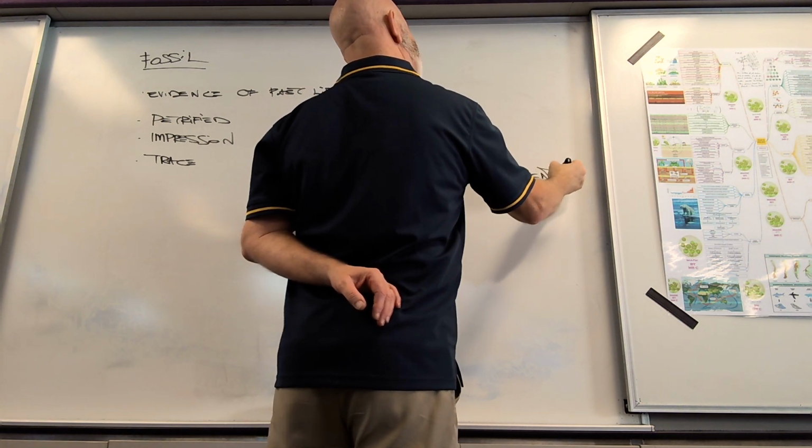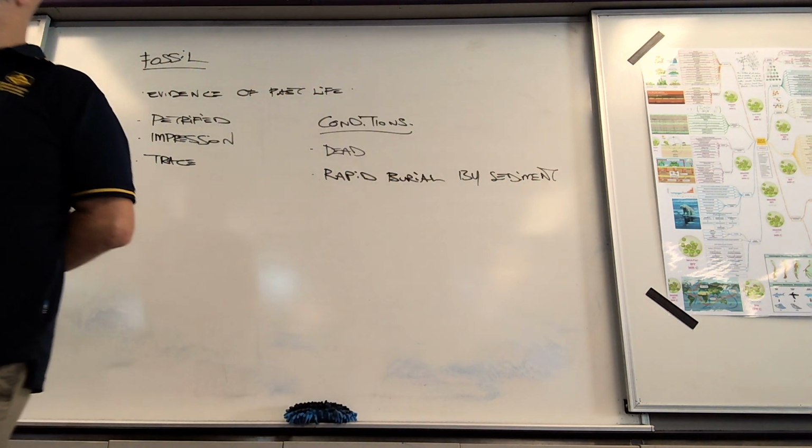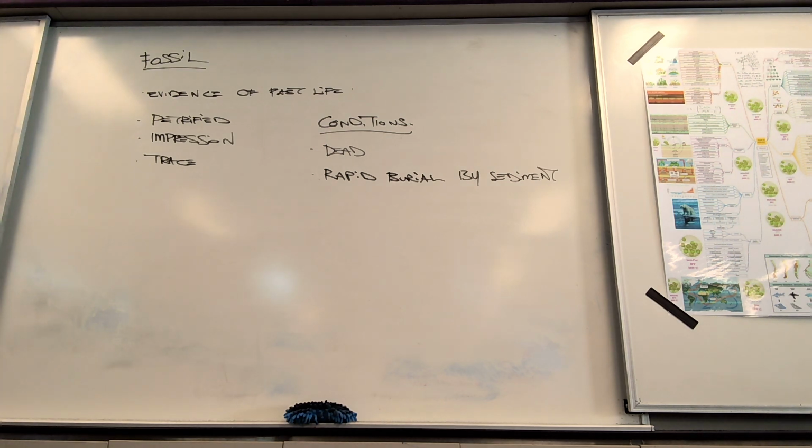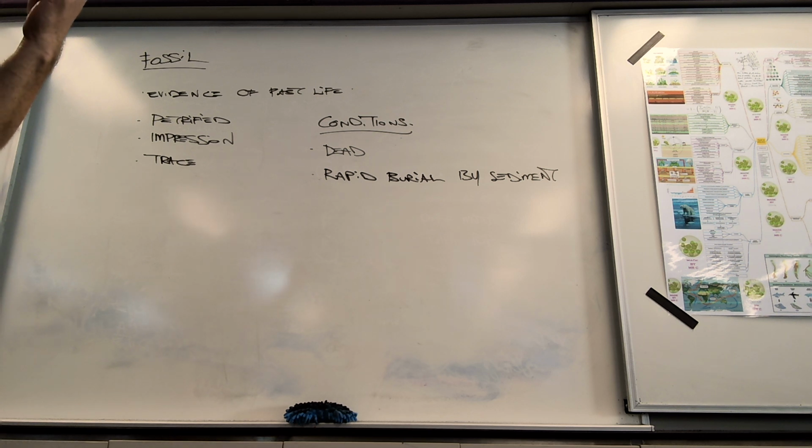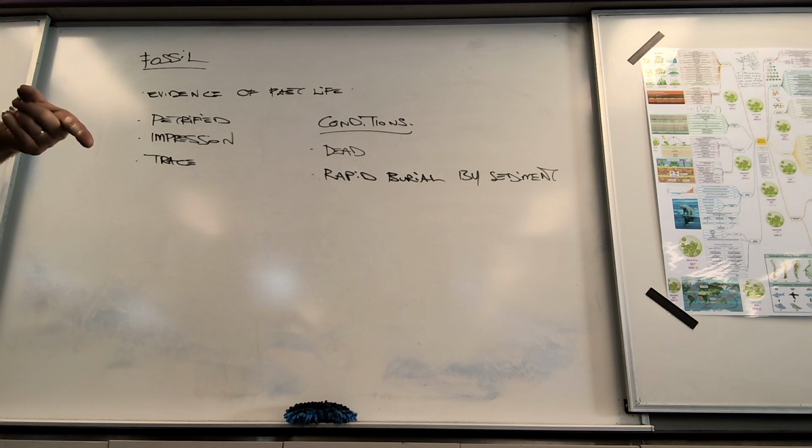So that sediment can be silt in a river. It can be volcanic ash. It can be sap out of a tree. You can fall into a tar pit. You can fall into a glacier. Normally results in death.